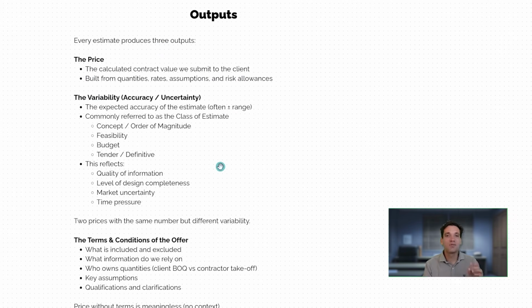The next thing is the variability in this price. So this is our accuracy or uncertainty. Now, typically in the industry, people refer to this as a class of estimate, but I just like to think of it as a variability. Because at the end of the day, any estimate is reliant on our input assumptions and qualifications and the level of data that we had when producing it.